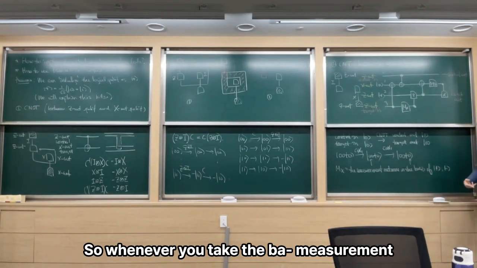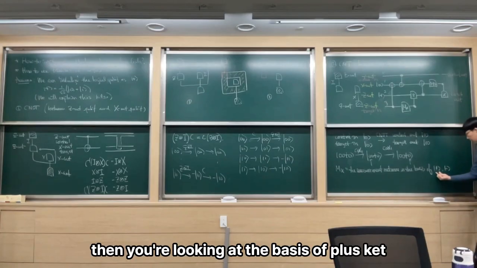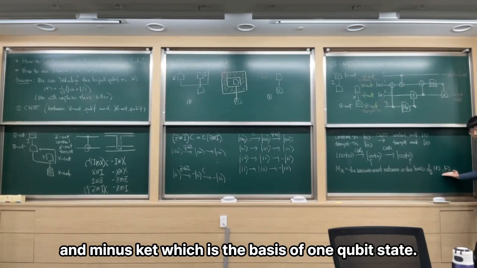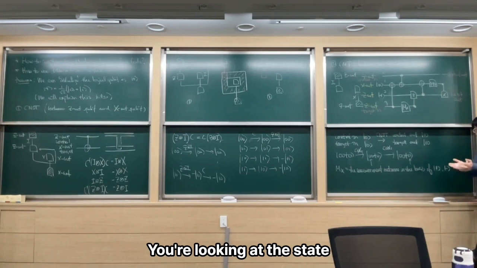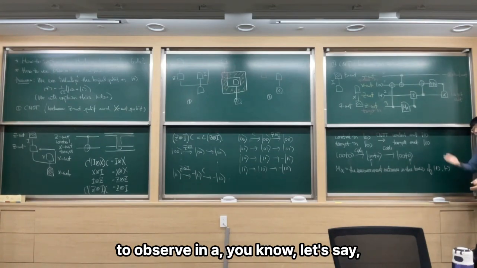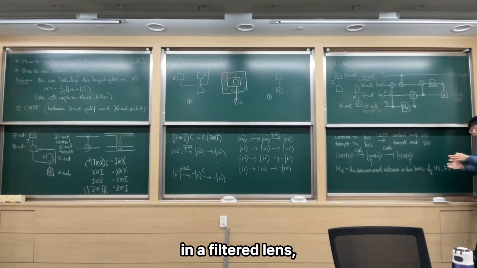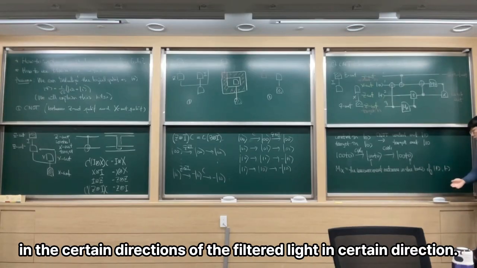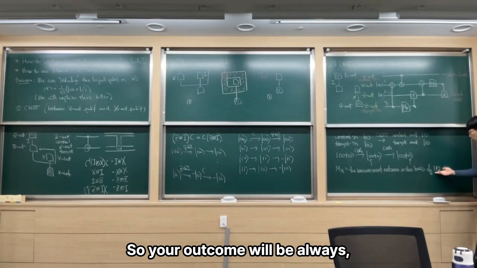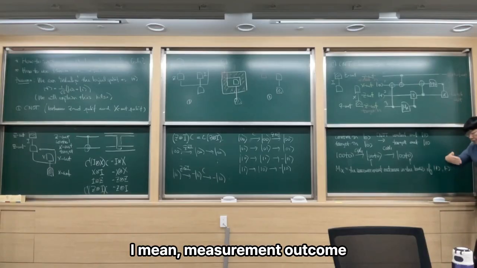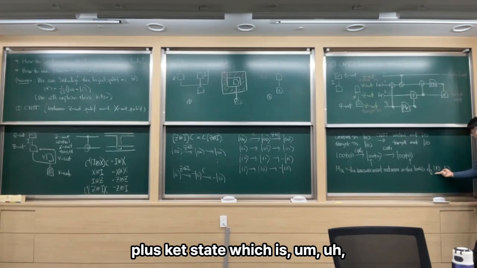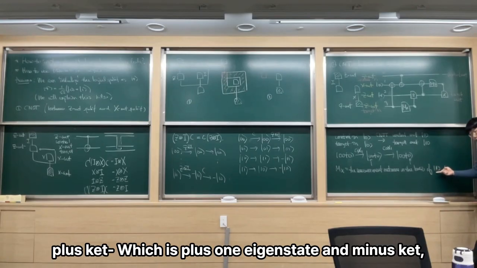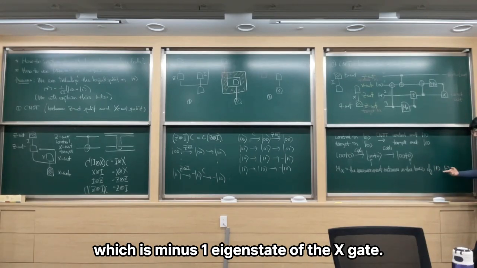So whenever you take the measurement in basis x, you're looking at the basis of plus ket and minus ket, which is the basis of one qubit state. So it's going to be either plus or minus, because that's the basis, right? You're looking at the state to observe in, let's say, a filtered lens. So you always get the filtered light in certain directions. So your measurement outcome will always indicate whether the qubit collapsed into plus ket, which is the +1 eigenstate, or minus ket, which is the -1 eigenstate of the x gate.